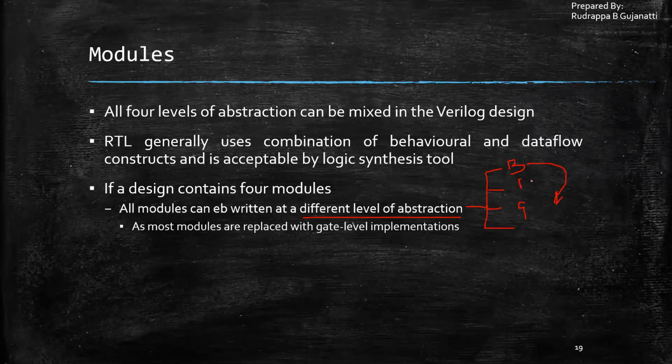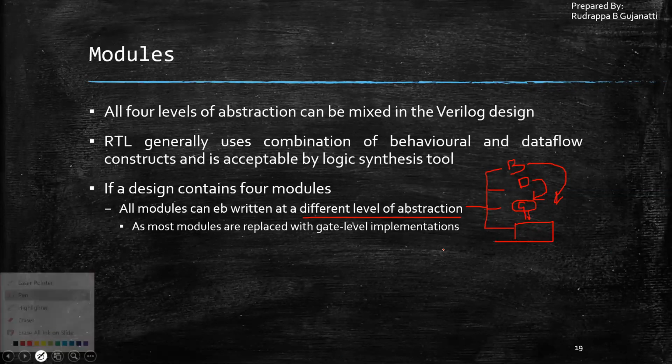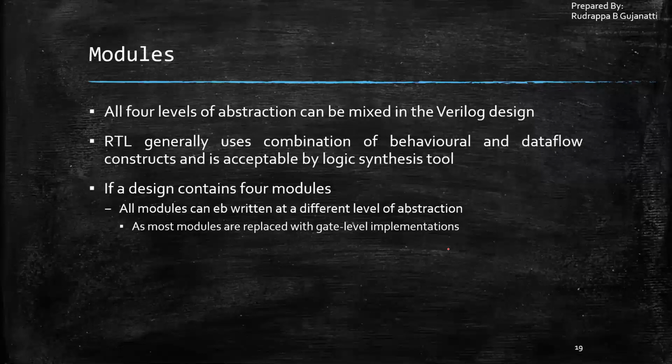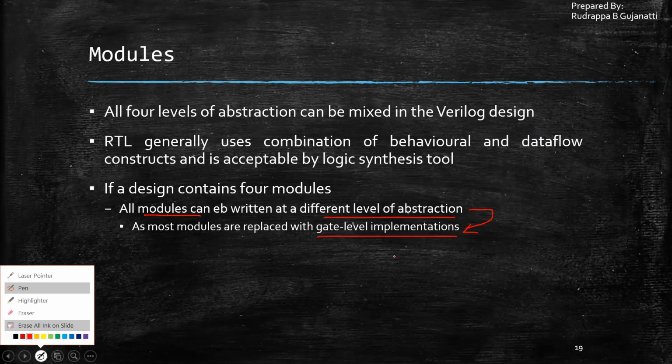If I am writing dataflow, again from dataflow I should be permitted to obtain the gate level abstraction representation. Once I get this gate level representation, I can go for synthesis, then finally obtain the mask and go further for the implementation of the IC. So most modules, since all modules are permitted at different levels of abstraction in the design, will in the end be replaced with the gate level implementation, with the help of the tools which are present.